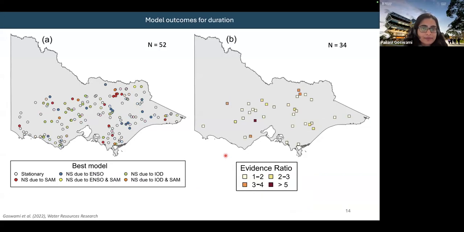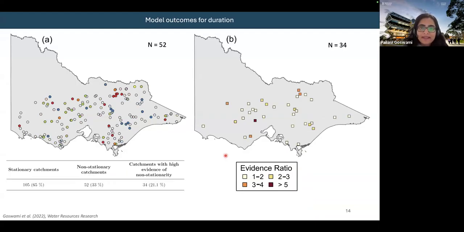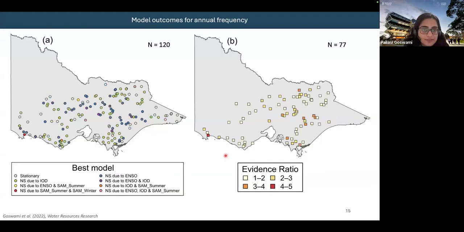And then I've got similar results for duration, and similar results for annual frequency. But just to highlight here, with annual frequency, we had many catchments that had a significantly high evidence ratio. What this means is that frequency is influenced a lot by the large-scale climate drivers.